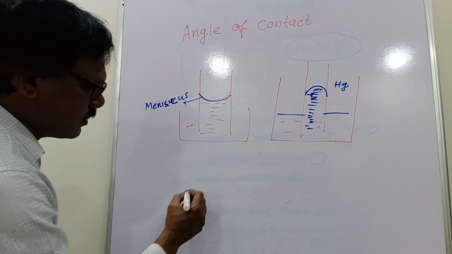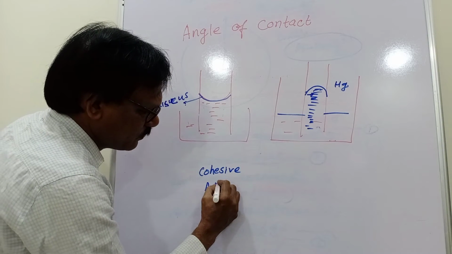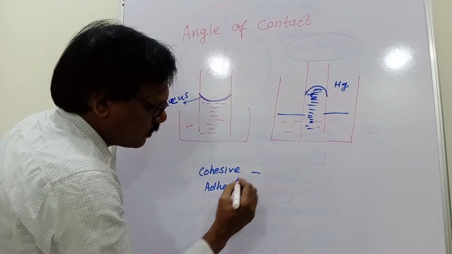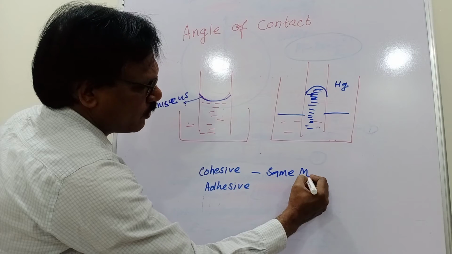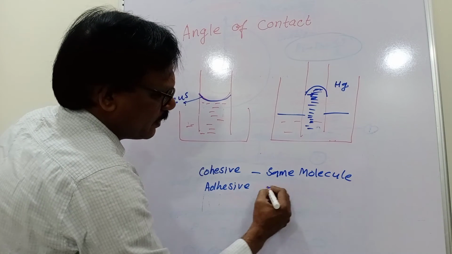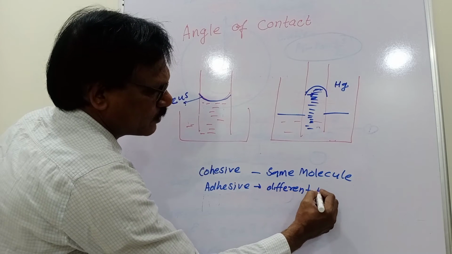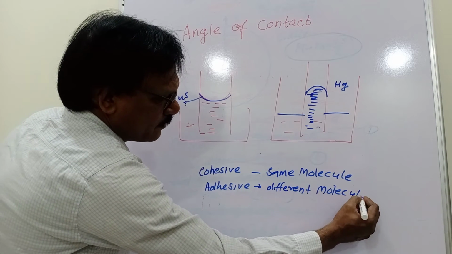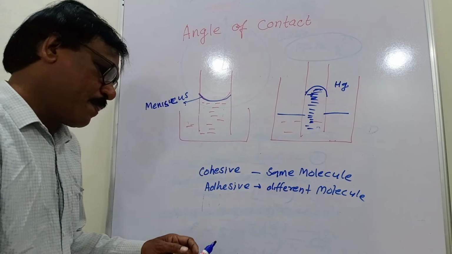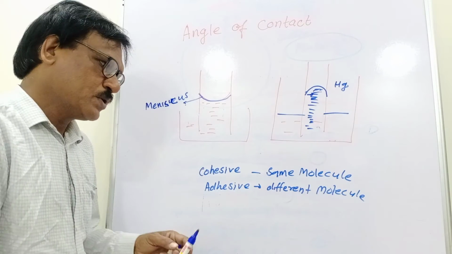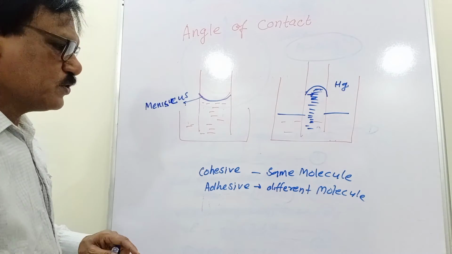There are two types of force in a liquid. One is called cohesive force and one is called adhesive force. Cohesive force acts between the same molecules, whereas the adhesive force acts between different molecules. Like when I am writing on the board, there will be a cohesive force between the ink molecules, a cohesive force between the board molecules, but there will be an adhesive force between ink and board.